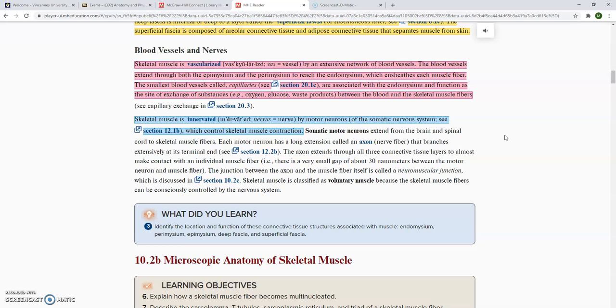The neurons are the cells of the nervous system. They're kind of the nerves that are going to our skeletal muscle. A nerve is made up of a bundle of neurons, and they call them motor neurons because motor indicates movement, and skeletal muscles cause movement of our skeletal system. So the neurons that are taking impulses to the skeletal muscle are called motor neurons for that reason.